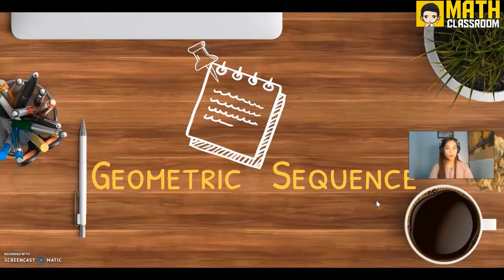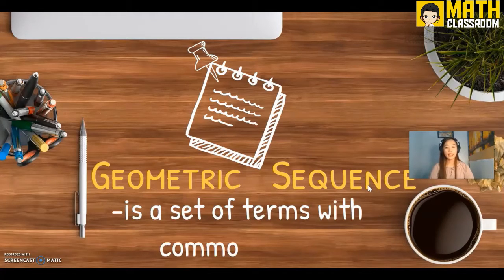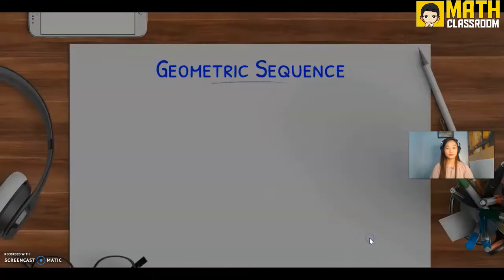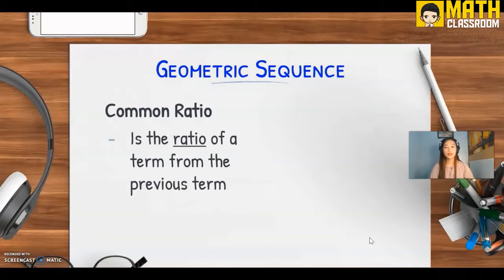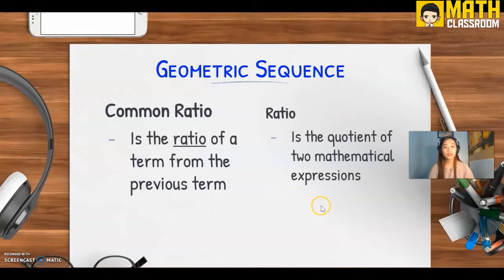What is a geometric sequence? From the mathematical definition, it is a set of terms with a common ratio. Let's analyze what a common ratio is. A common ratio is the ratio of a term to the previous term. But then again, what is a ratio? Ratio is the quotient of two mathematical expressions.